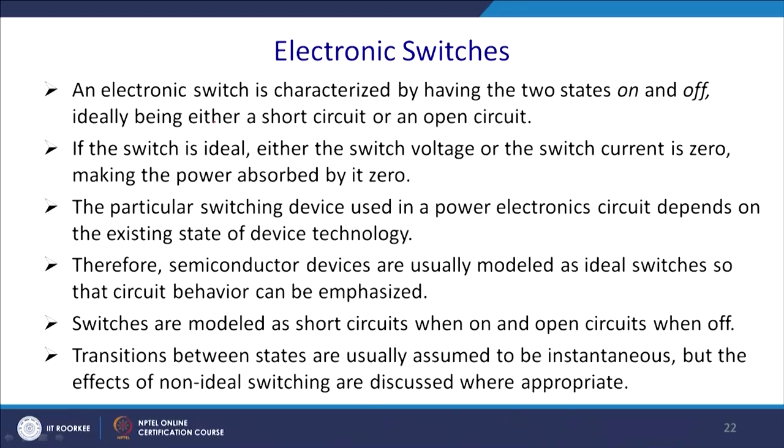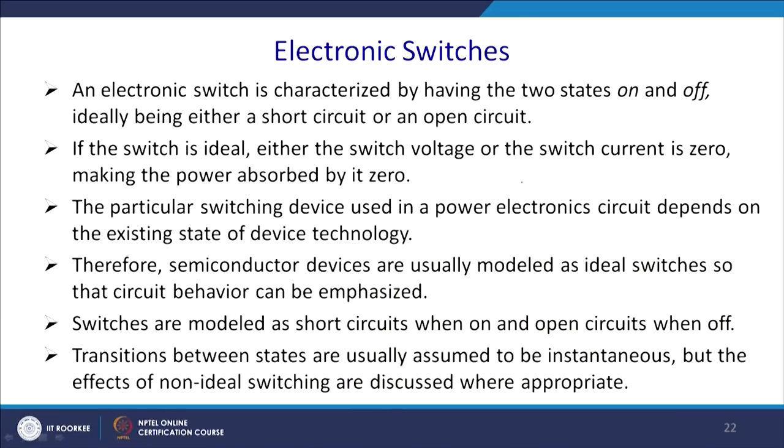When it is closed, it is a short. When it is an open circuit, no current flows, and when it is short circuited, the voltage across the switch should be equal to 0. That is the ideal characteristic of the switch. If the switch is ideal, either the switch voltage or the switch current is 0, making the power absorption in the switch 0. So we should try to achieve that.